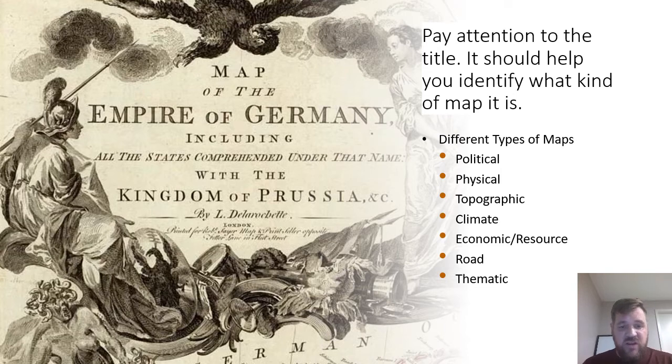So this one right here, this is just the title of a map, and it says Map of the Empire of Germany, including all the states comprehended under that name. So the fact that it is specifically pointing out all the states, that map is going to be most likely a political map, showing those imaginary lines versus the actual physical formation.